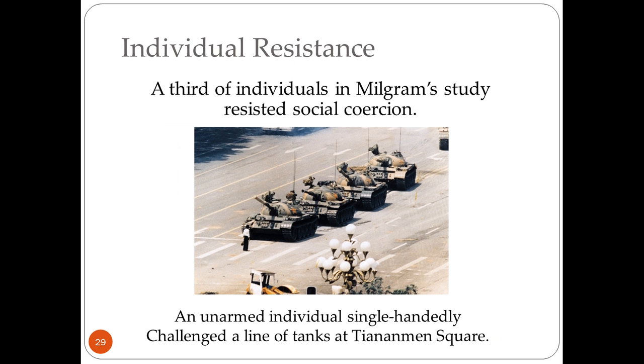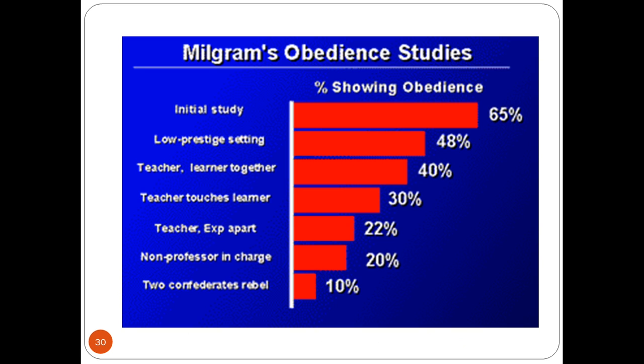So they did a number of iterations of this study, and they examined what impacts the obedience level. And what they found was that in the initial study, 65% went all the way to the end. If it was at a low prestige setting, only about 50% did. So in this case, basically what they did was they went to just a strip mall. Low prestige, strip mall, but it was still a study, headed by the same folks.